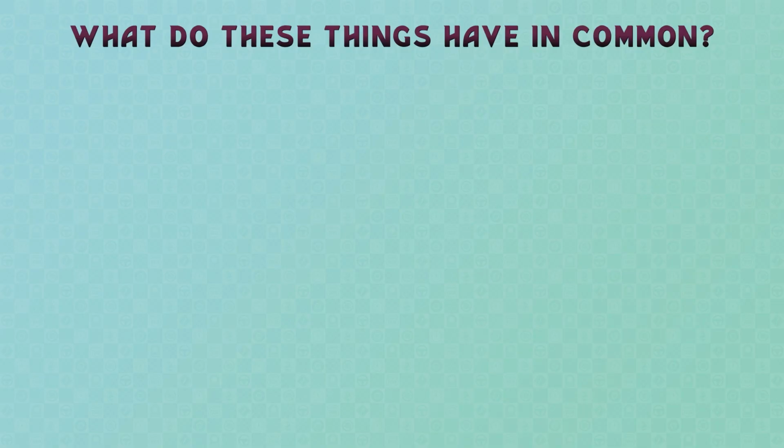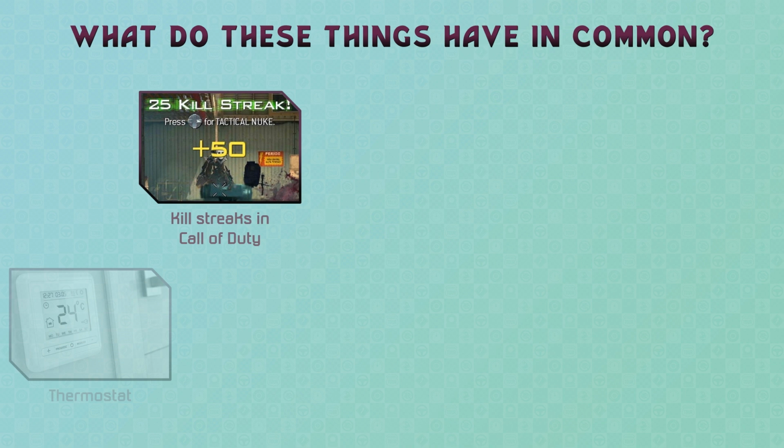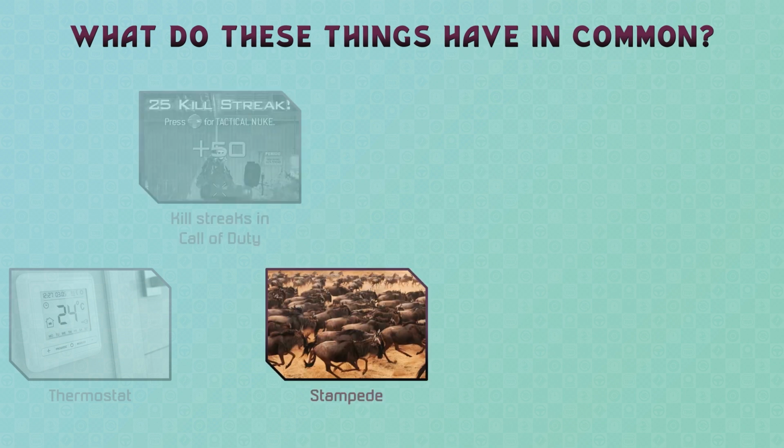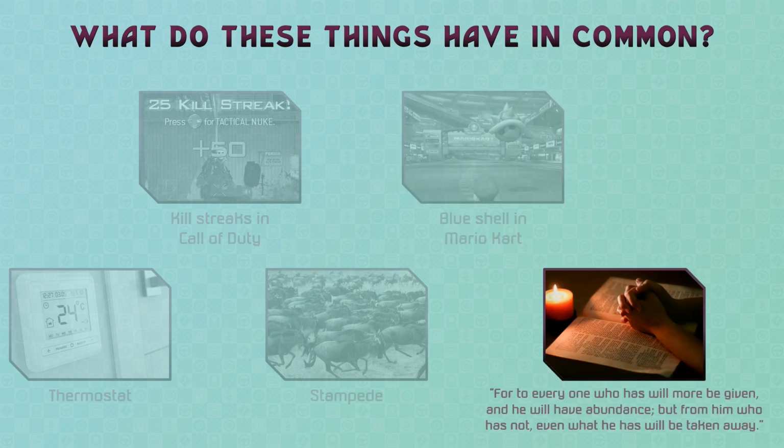Here's a question for you. What do these things have in common? A thermostat regulating the temperature in your room, kill streaks in the popular first-person shooters Call of Duty, a stampede of animals like the one that kills Mufasa in The Lion King, the infamous blue shell in the Mario Kart series, and a line from the Bible, "For to everyone who has will more be given, and he will have abundance. But from him who has not, even what he has will be taken away."